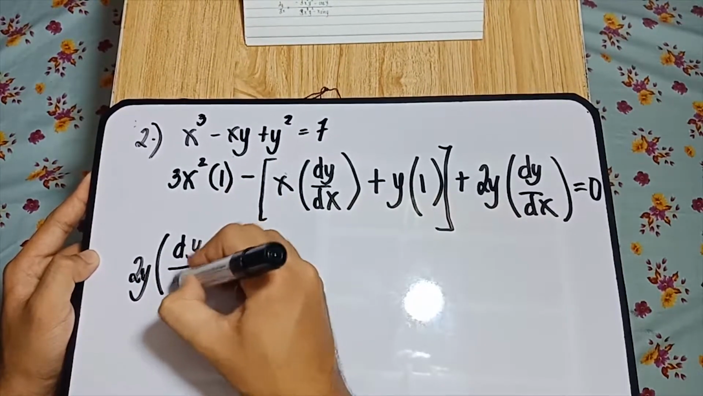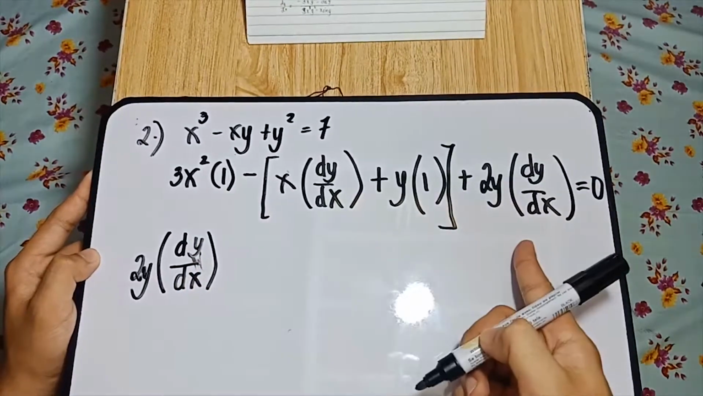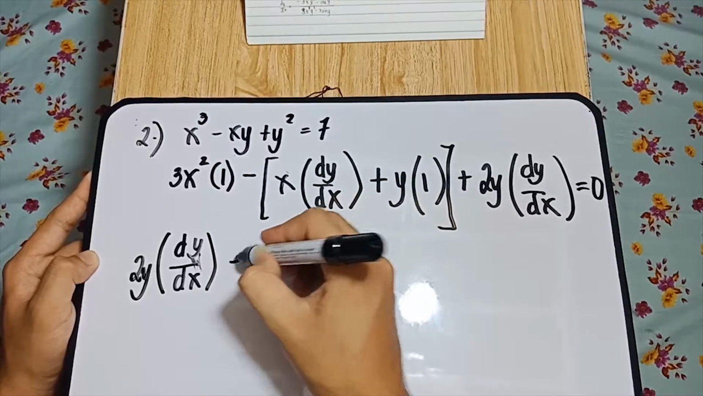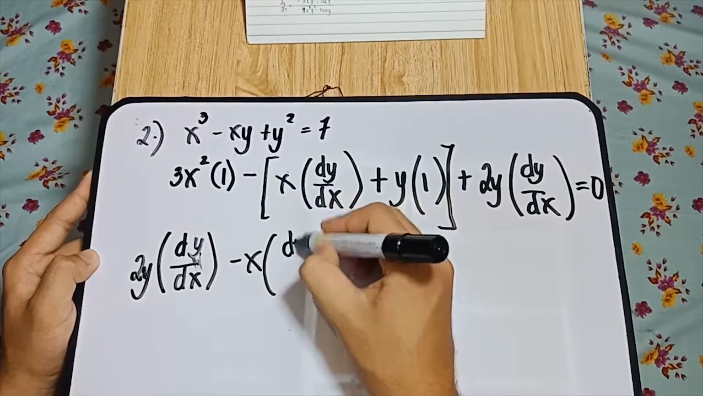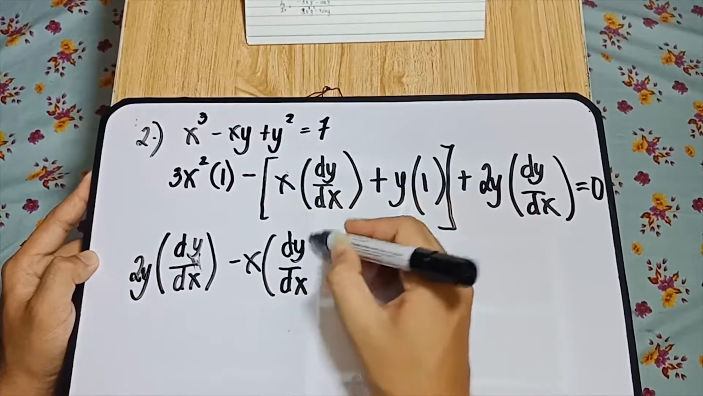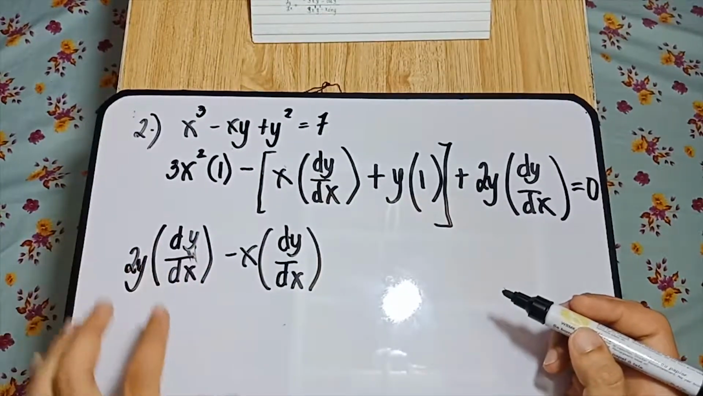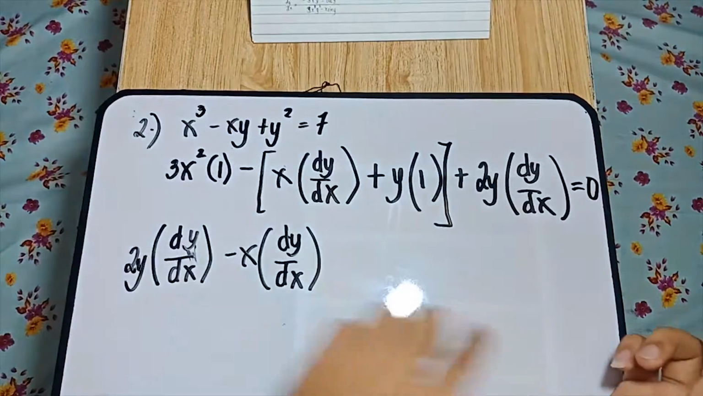dy over dx. So, ito yun. Then, ito. Dy dx. That is negative. So, minus x dy over dx. And then, wala na. Lahat ay wala ng dy dx. So, lipat ko na yung sa kabila.